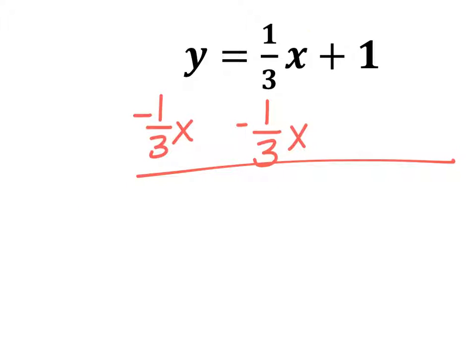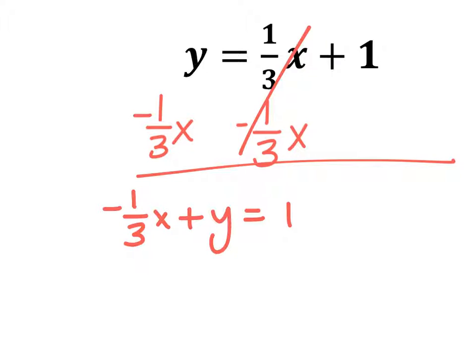So when I do that, that one will go away. And let's rewrite it. Negative 1/3 x plus y is equal to 1. So close, yet it's currently not okay, because I have a fraction. Typically, it's going to be best to multiply the whole equation by something to either get rid of a fraction or get rid of a negative.